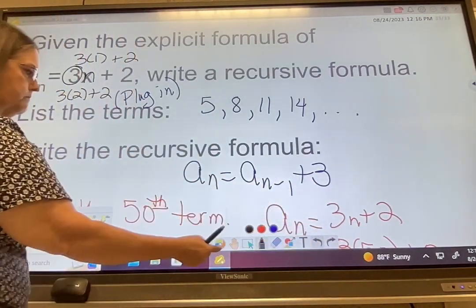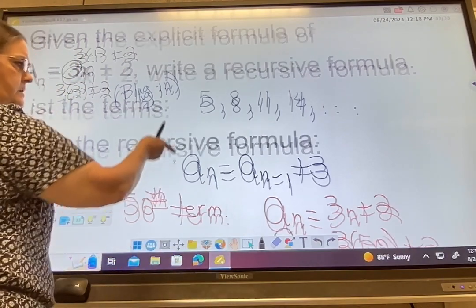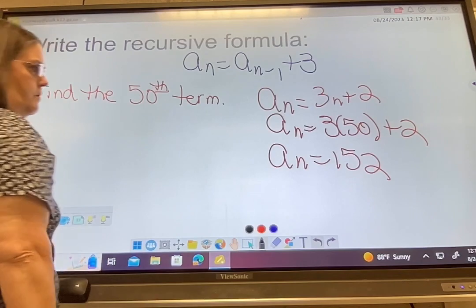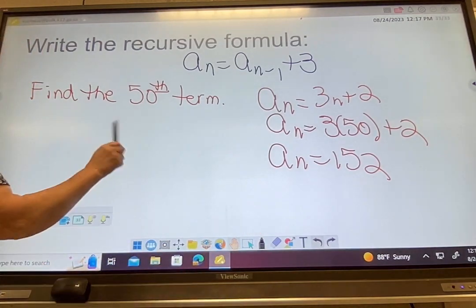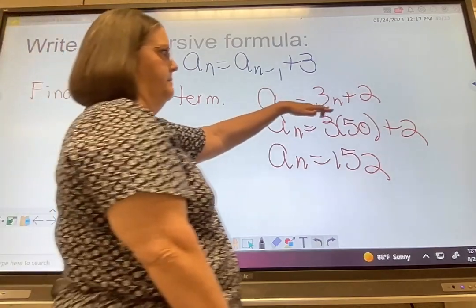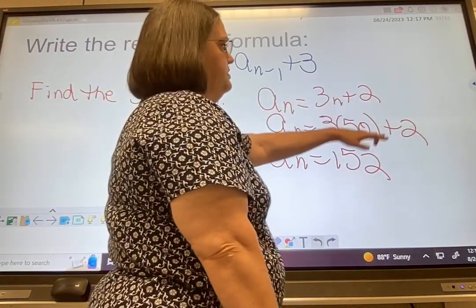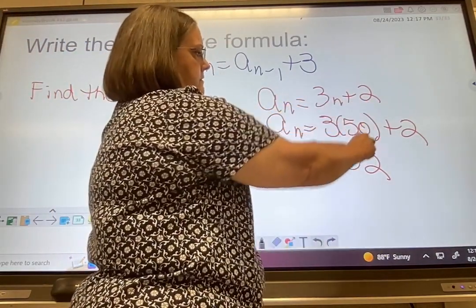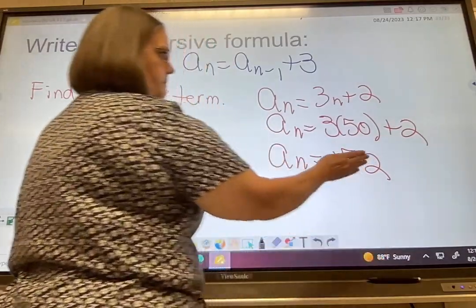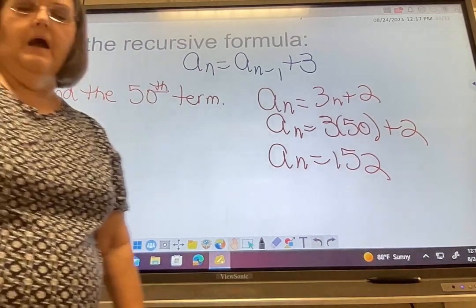That's it. Now, I added a little something down here. Let's say I wanted to find the 50th term. All I did was put into the original formula, a sub n equals 3n plus 2, and I just plugged 50 in. That's 152. So you just take your explicit formula and plug in. I hope this helps.